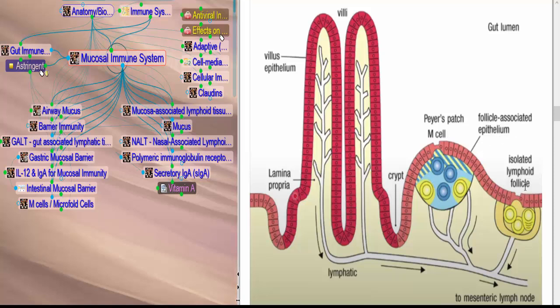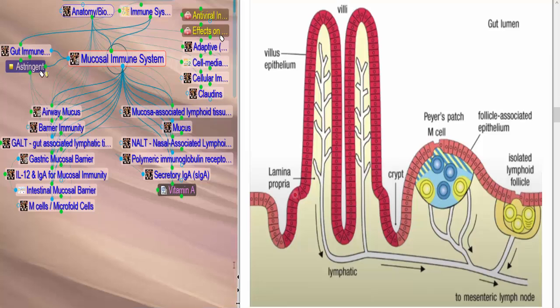Follicle-associated epithelium, isolated lymphoid follicle right here, and this is just showing the drainage through the villi into the lymphatic system, and it goes to the mesenteric lymph node. We'll cover that later. Now let's talk about mucus. Over on the left side of the screen, you find it easily. Let's click on that.